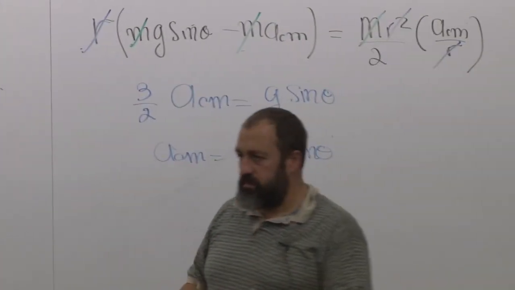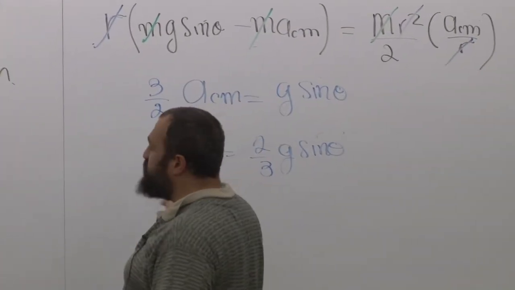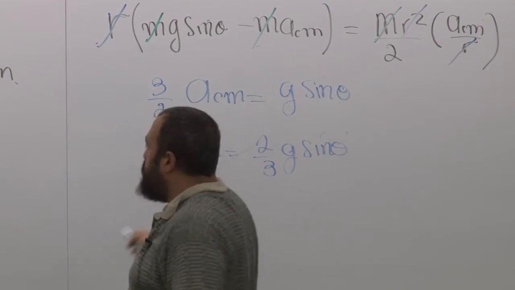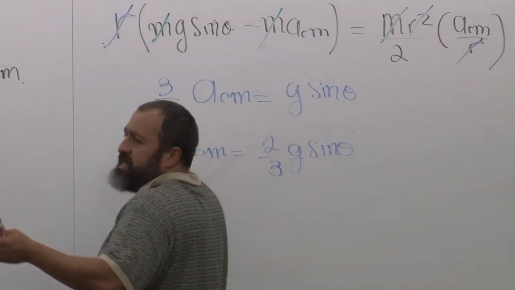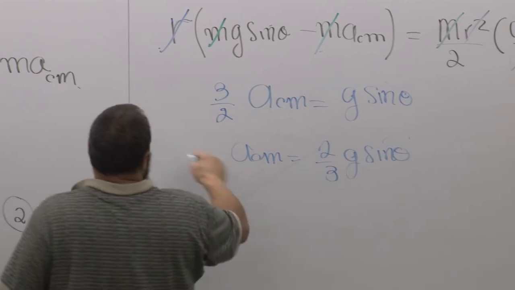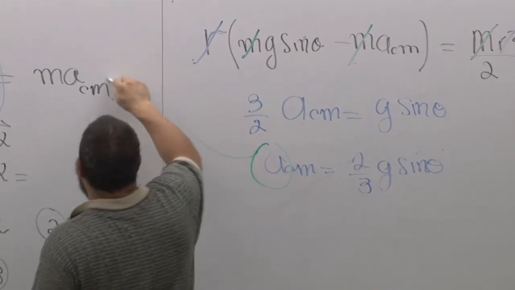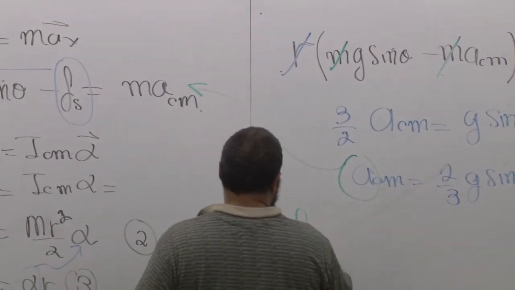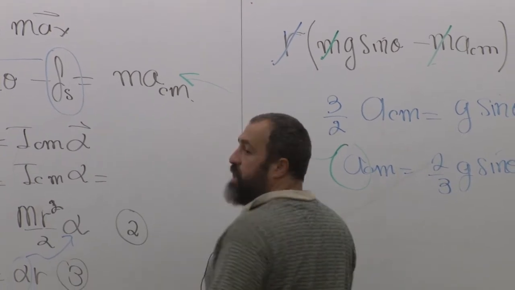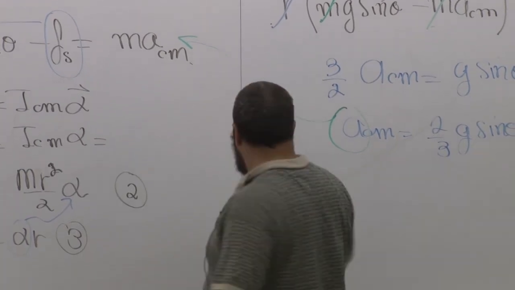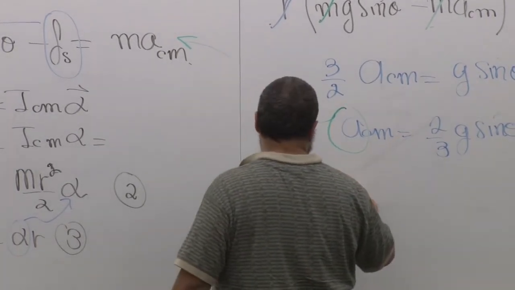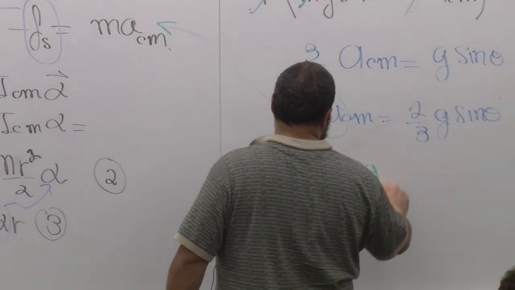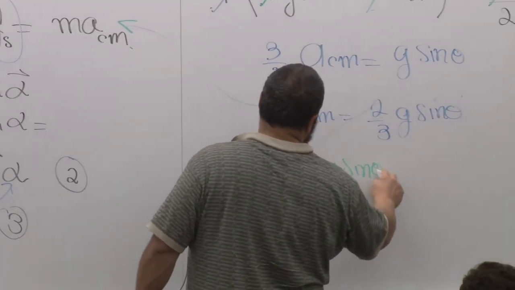So guys, what is the force of friction equal to? How do you get that? You substitute A here, there, and you get that Fs is equal to, anybody? 1/3 of mg sine theta.